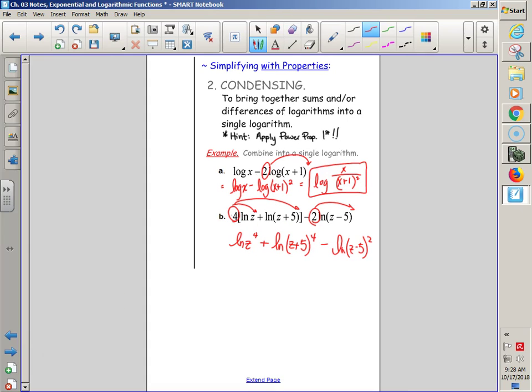Wait a minute, I have an addition and a subtraction. The addition first? Yeah, let's go left to right. So the addition, what would I do to those two arguments? Addition means multiply, right? So z to the 4th times z plus 5 to the 4th. And what does subtraction mean? See? I have my multiplication and my division all in one. It's kind of like that whole joint variation thing we talked about way back when, or combined variation.